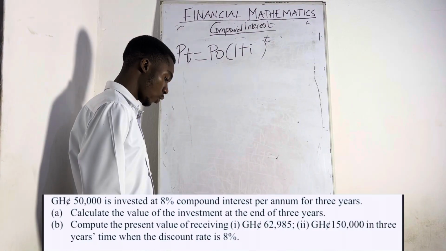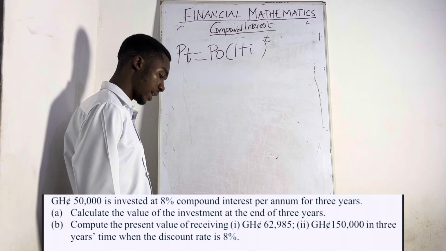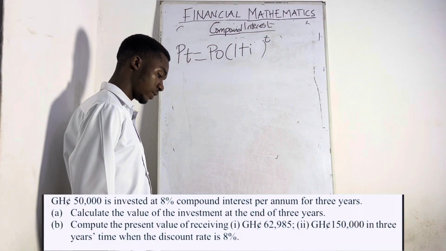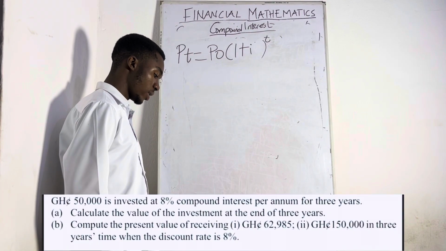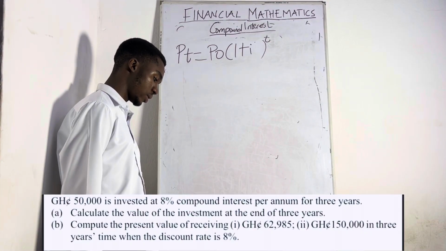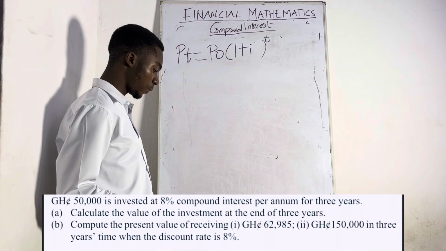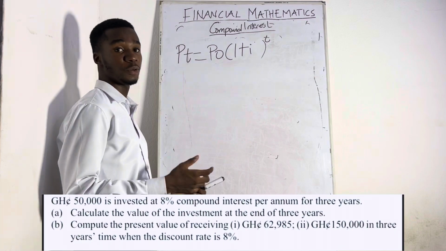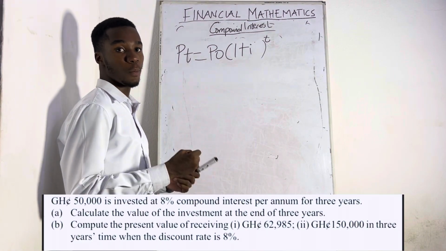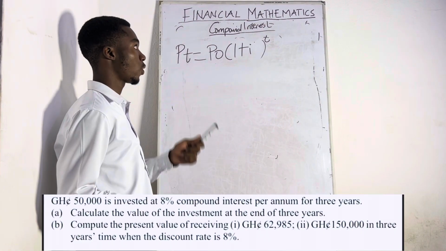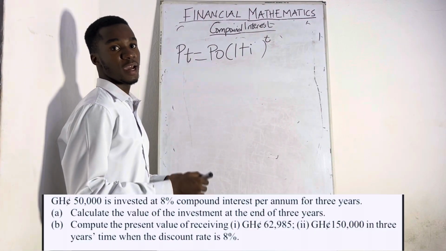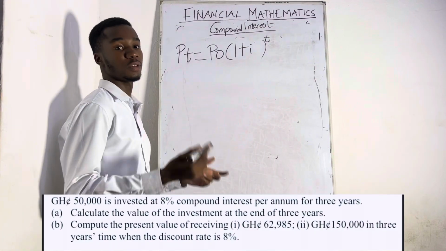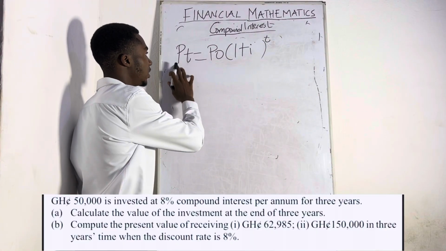Then B, compute the present value of receiving I, 62,985 cedis, II, 150,000 in 3 years' time when the discount rate is 8%. Alright, so now the question says you should find the value of the investment at the end of 3 years if it's going to be compounded. You get it? So now you're talking about compound interest. So they've given you the present value, which is how much you're investing now. And we want to know how much it will be at the end of 3 years. So this is the future value, this is the present value.